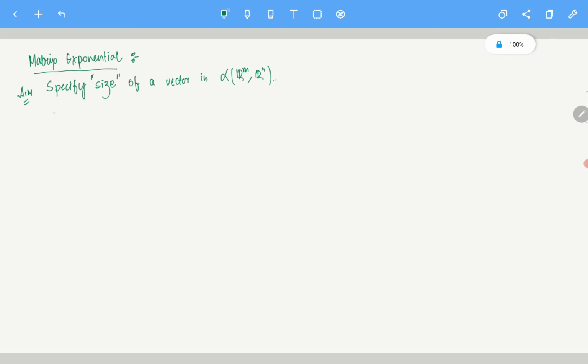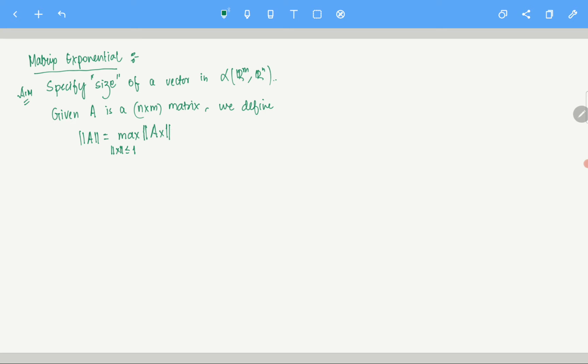So given A, an n cross m matrix, we define the norm of A, okay. How do we define it? It is the maximum of norm of Ax, with norm of x less than or equal to 1, okay. Let me write it down and then I will explain to you. Maybe let me put it here with a norm, okay, right.